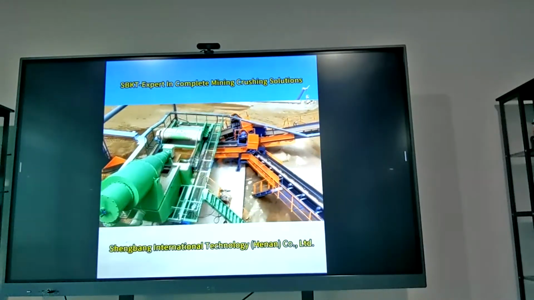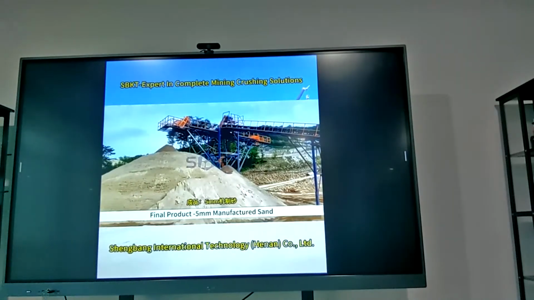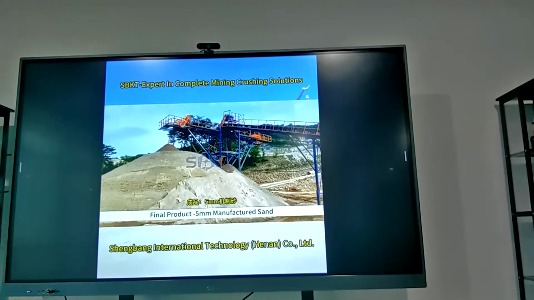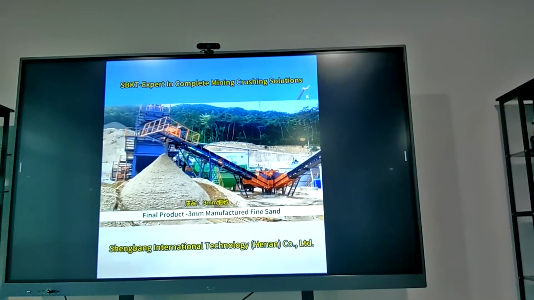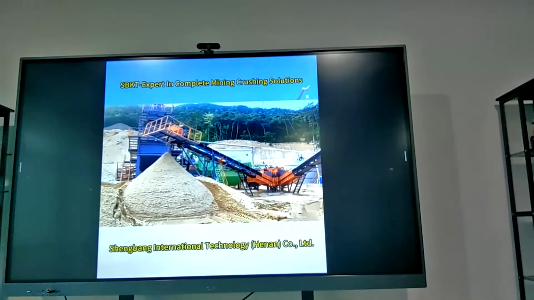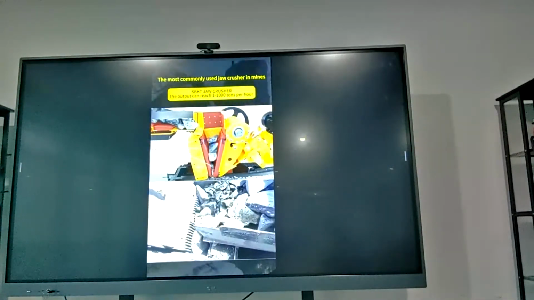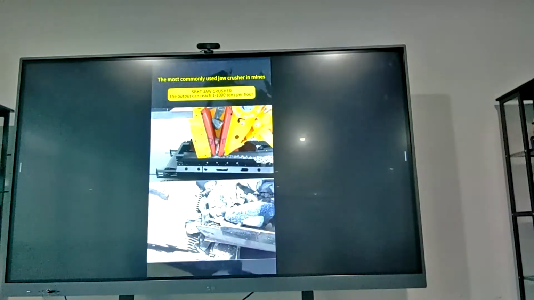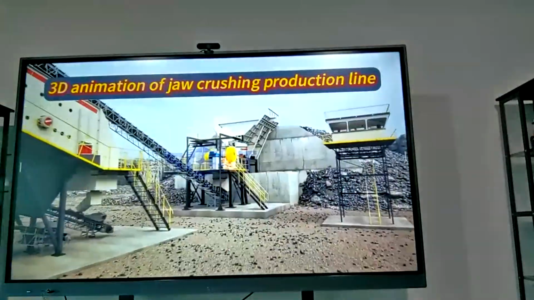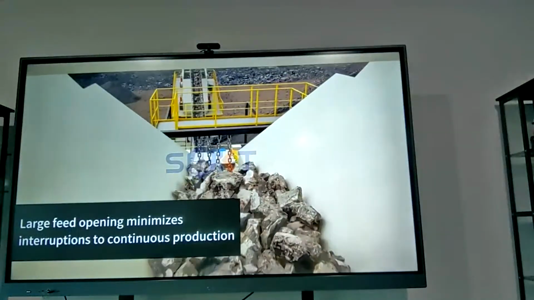Next is the discharge opening adjustment. For the general jaw crusher, most of the time the discharge port is adjusted by gasket or manually, which is relatively cumbersome to operate, has low adjustment efficiency, and is difficult to accurately control the size of the discharge port, which easily leads to uneven discharge particle size.